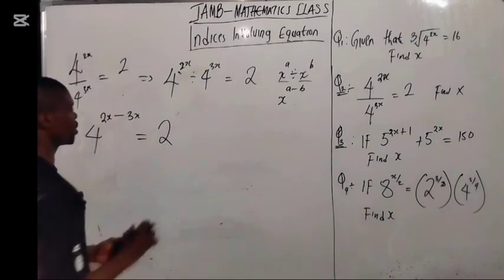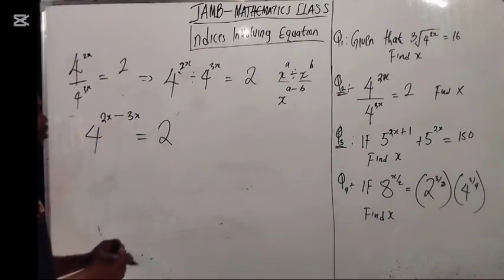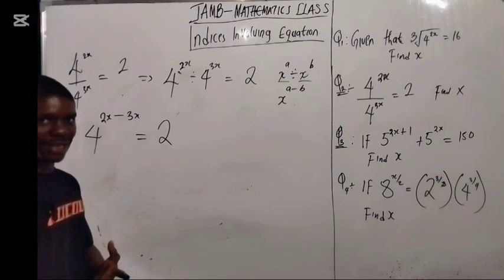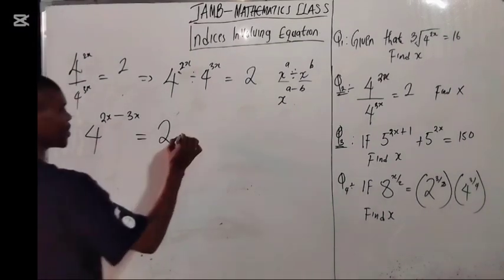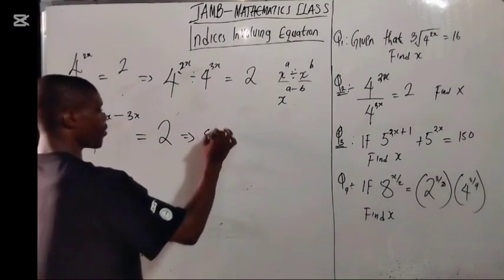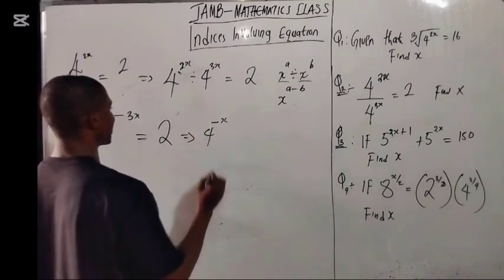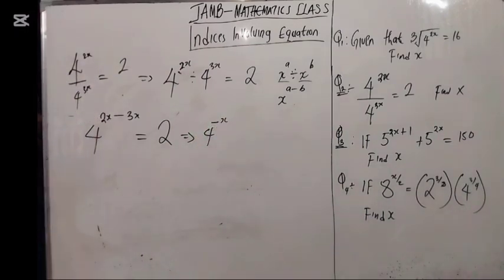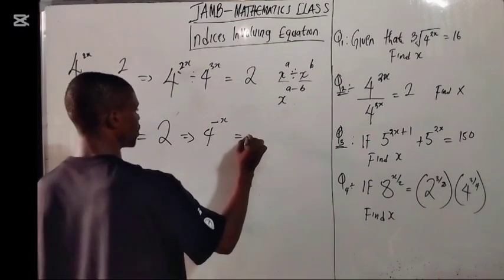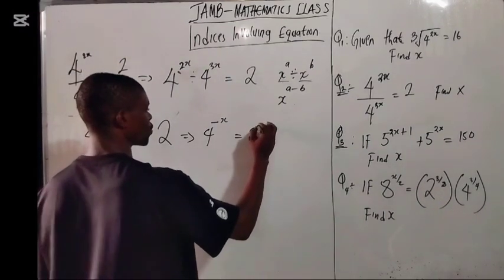So let's leave it here. 2x minus 3x is minus x. Just that. So this implies that 4 raised by minus x equals 2 raised by 1.